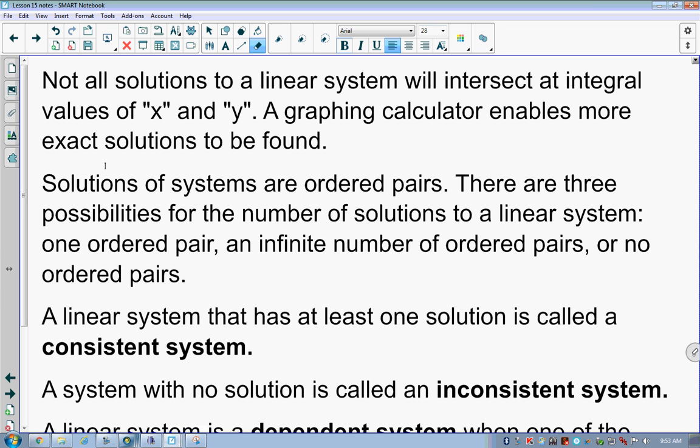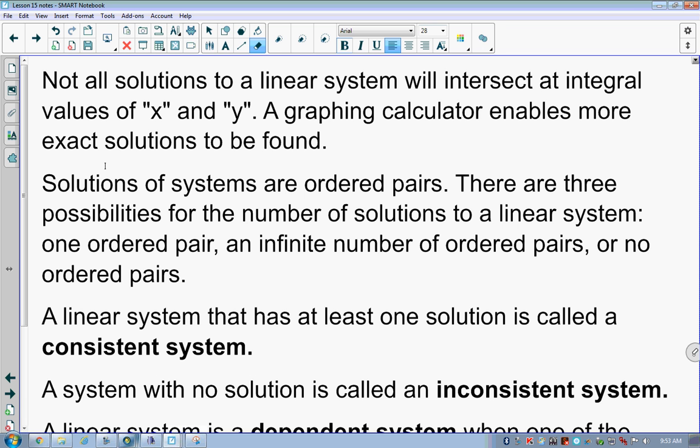So a graphing calculator enables more exact solutions to be found. We can find those fraction coordinates. Does that make sense? Solutions of systems are still ordered pairs. There are three possibilities for the number of solutions to a linear system: one ordered pair, an infinite number of ordered pairs, or no ordered pairs.